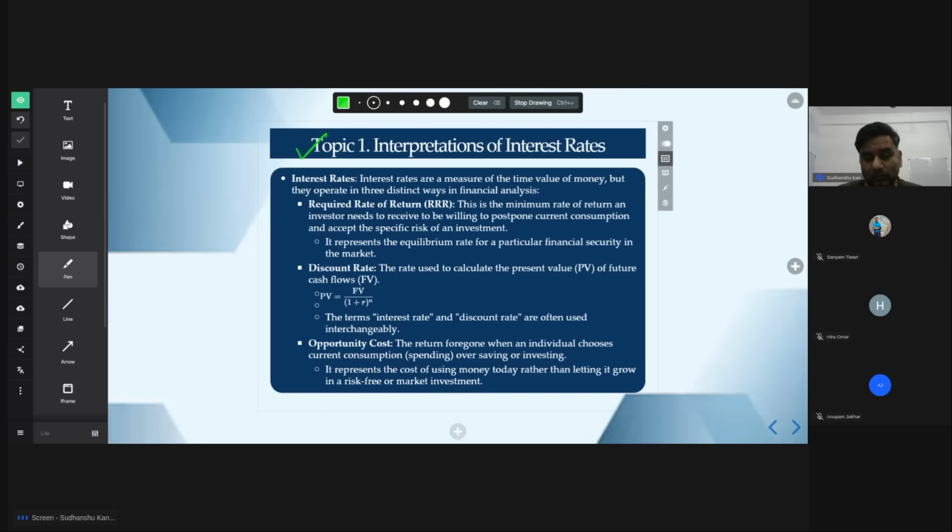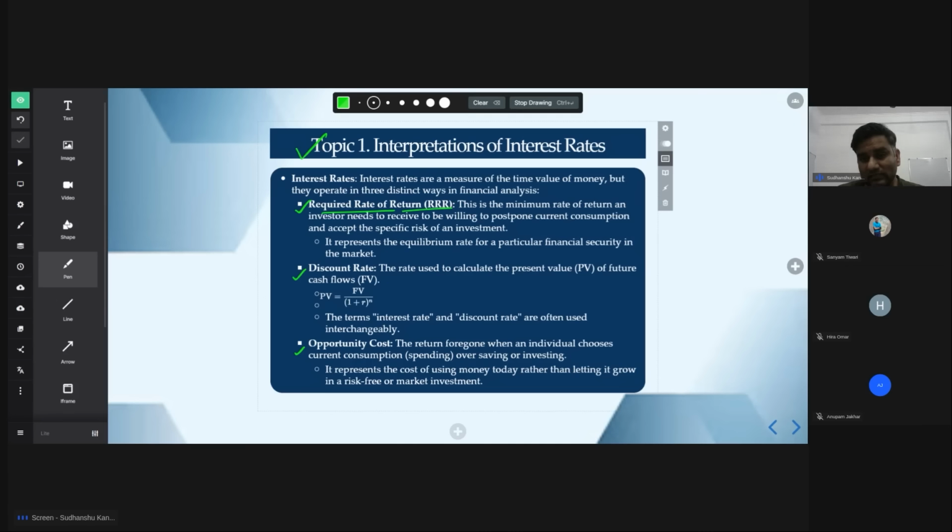So it's the time value of money. In your financial analysis, the same rate can serve three different but related purposes. The first one is your required rate of return. Now, what do you mean by required rate of return?